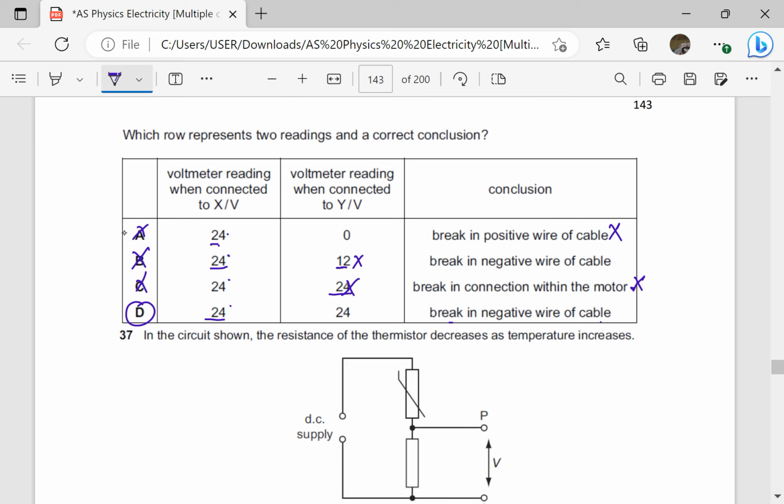Okay, so when we connect at X, the voltmeter reads 24. When you connect at Y, the voltmeter reads 24. Then we can conclude that there is a break in the negative wire of the cable. I mentioned if there was a break in the positive wire of the cable, X could not be at 24. It could be at 0 because current would not be reaching even X.